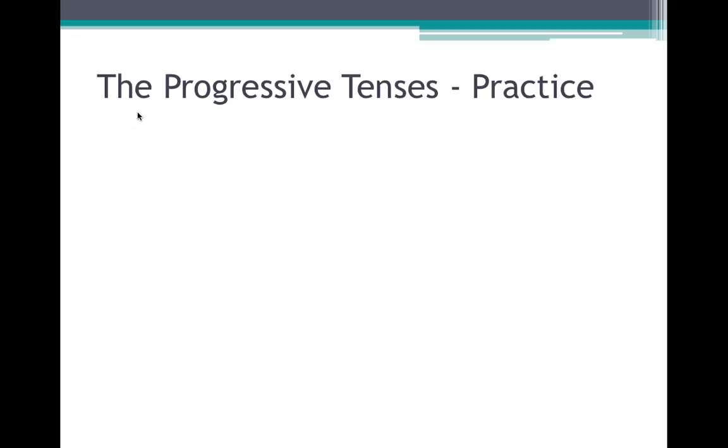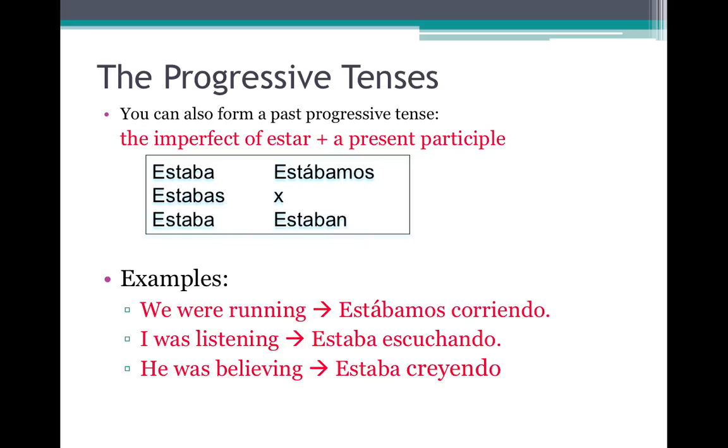Oops. Hold on. Let me go back. Okay? So we just learned the imperfect. Estaba, estabas, estaba, estábamos. Notice the accent. Estábamos, estaban. And then you add that present participle. Those participles are the same. You still have the ando, iendo, yendo, those stem changers. And you don't have to worry about anything else. You just have to use the imperfect of estar.